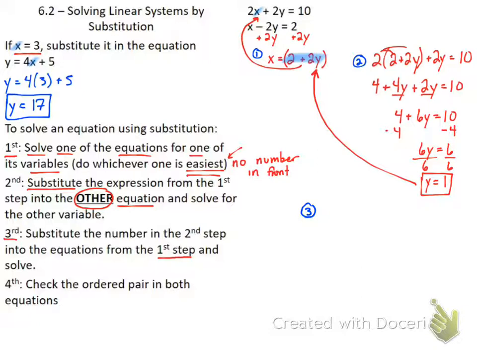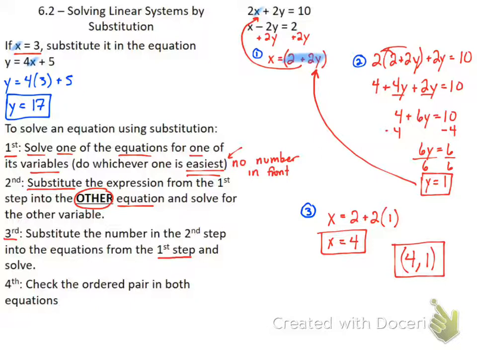So I end up with x is equal to 2 plus 2 times my y, which is 1. And so when I do that, 2 times 1 is 2, and then 2 plus 2 gives me 4. So I've got x is equal to 4, and I've got y is equal to 1. So remember, I always want to show this as an ordered pair. So it's going to be the ordered pair (4, 1).